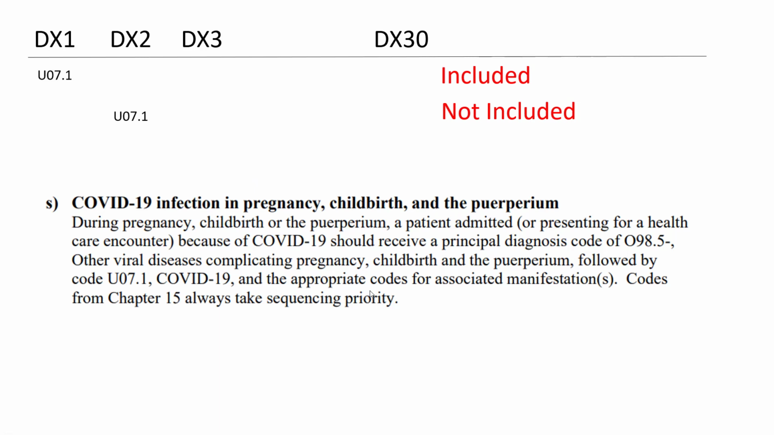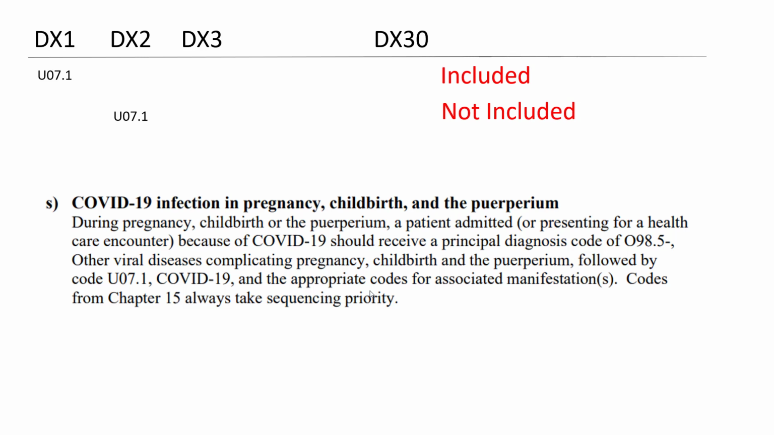So notice I'm saying because of COVID-19 was the reason that this pregnant woman was hospitalized. They should still receive a principal or a primary diagnosis of O98.5. So basically it's not the COVID diagnosis. That is how the coders are supposed to code this information for a pregnant woman.